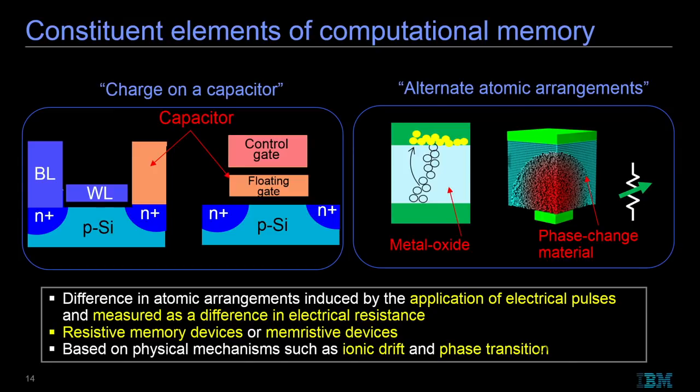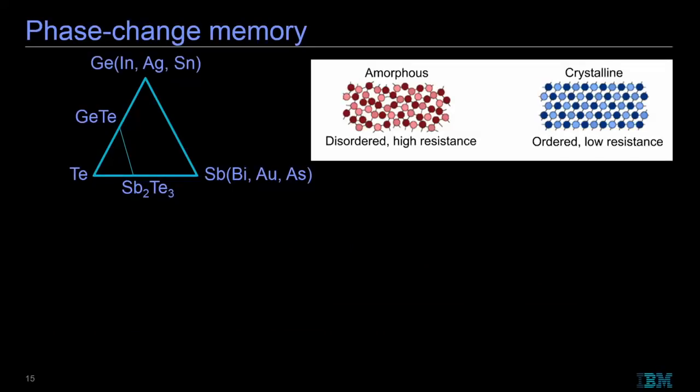And in terms of the physical mechanisms, this spans a wide range of mechanisms, all the way from ionic drift in metal oxides to phase transition in certain types of materials. So that's the whole spectrum there. What I want to talk about in more detail is one of these things, which is based on the phase transition, and that is what is known as the phase change memory.